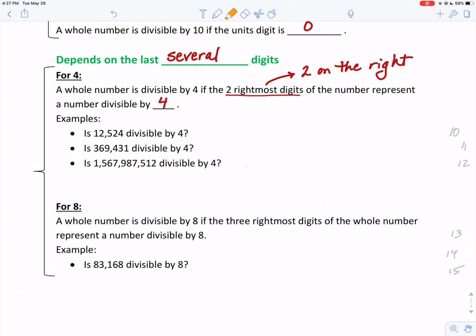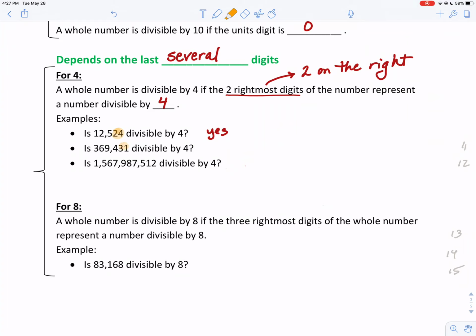So let's look at the first example. The last 2 digits are 24. So is 24 divisible by 4? Does 4 go into 24 without any remainder? And it does. So that big number, 12,524, is divisible by 4.